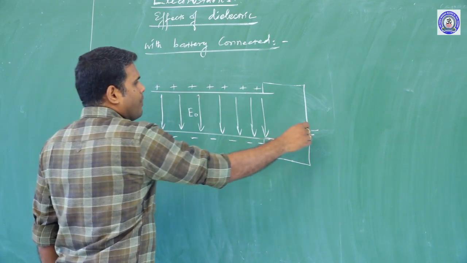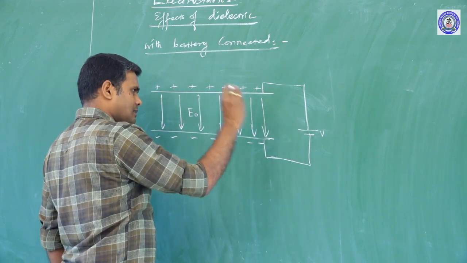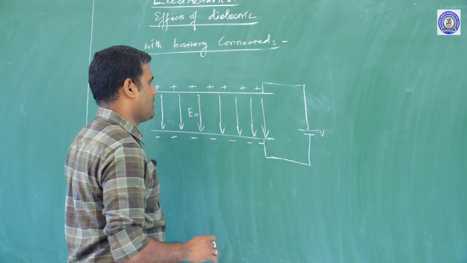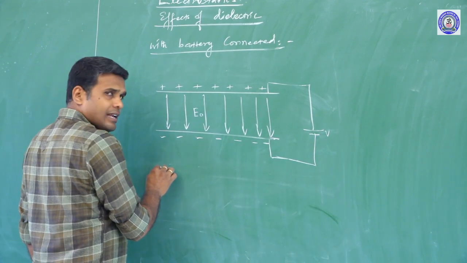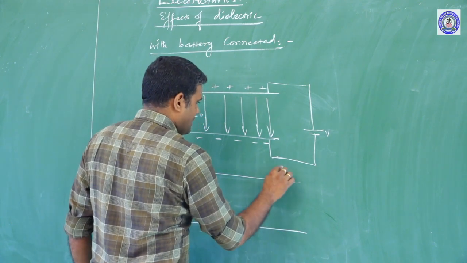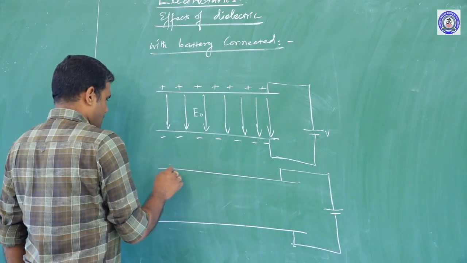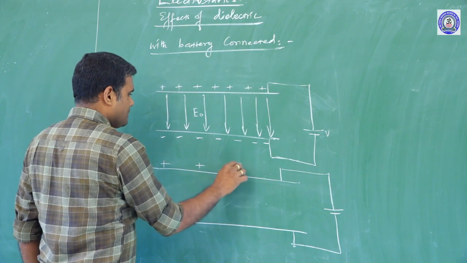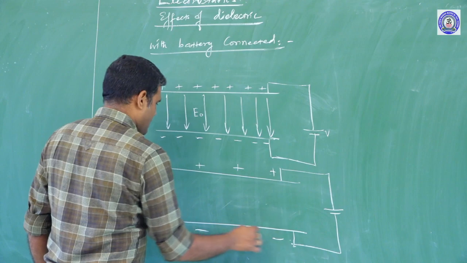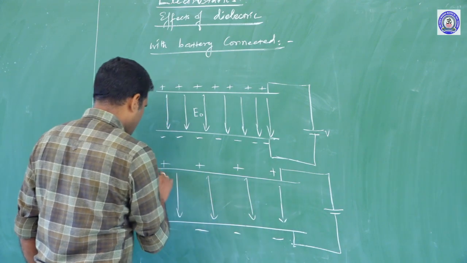Now, the battery of potential V is connected here. The battery is connected as it is. It has not been removed from the plates of the parallel plate capacitor. Now, if a dielectric is introduced between the plates of a parallel plate capacitor, while the battery remains connected, what will happen? The electric field in the region between the plates decreases with the dielectric.